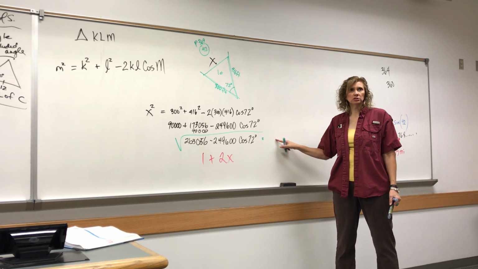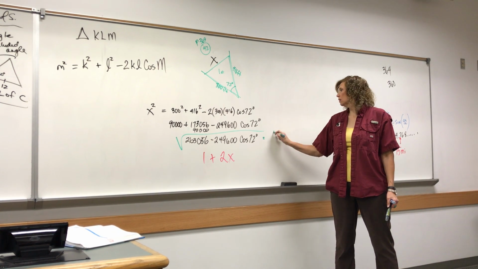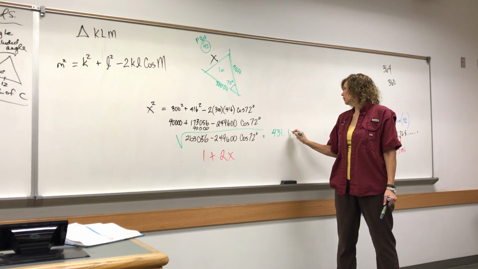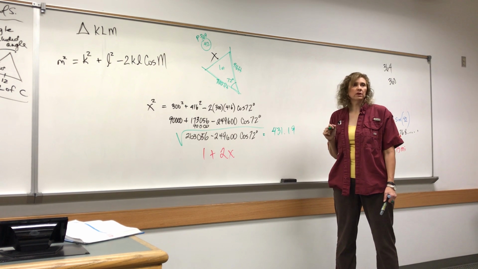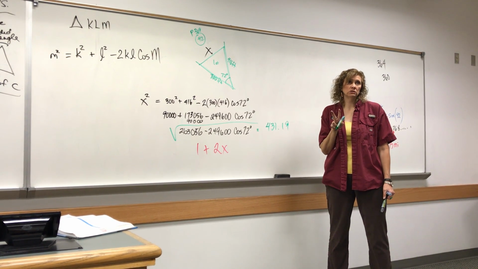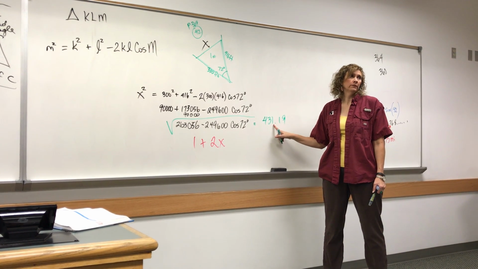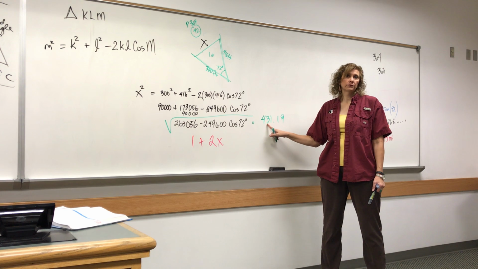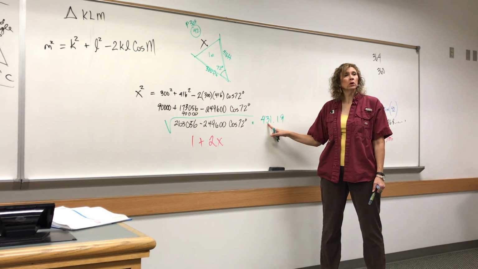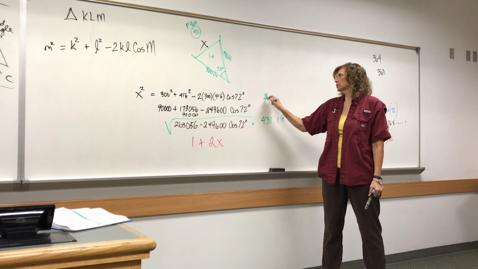Did anybody else get it punched up? Square rooted? Yeah, it's 431.19. What are you giving our answer to? Two digits. We're looking at the 3, we're looking at the 1. 3, 3, do I make this 4? 430 feet.